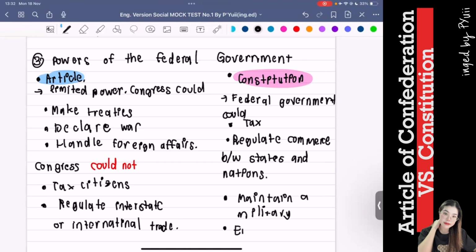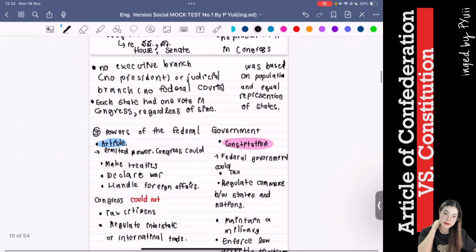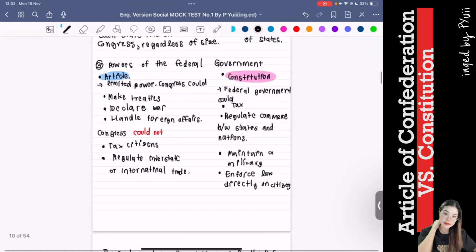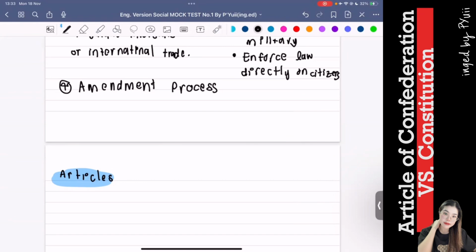The last one is to enforce law directly on citizens. Next one, 1, 2, 3. Okay, we just have 3. And the fourth one, we are talking about amendments per se. Amendment means changing, altering. For the Articles, in the process of amendment, they require all the 13 states to vote in the same direction.